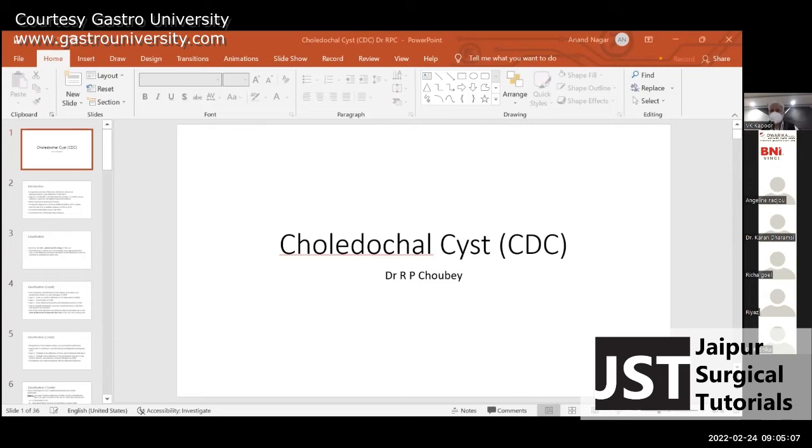General Dr. R.P. Choubey. Dr. Choubey received his training in GI surgery with Professor Samiran Nandi at the All India Institute of Medical Sciences. And after serving for a long time in the armed forces, he then served as the director of the institute in Andaman. And then he joined our department as a professor, and he's currently the emeritus professor of surgical gastroenterology. So Dr. Choubey will discuss with us today about choledochal cyst.